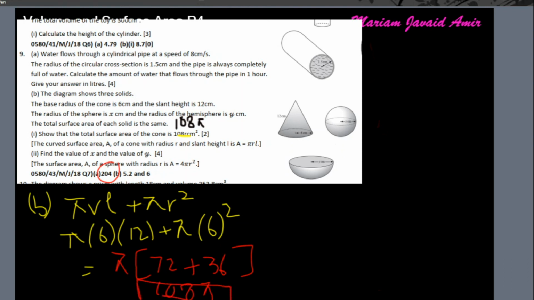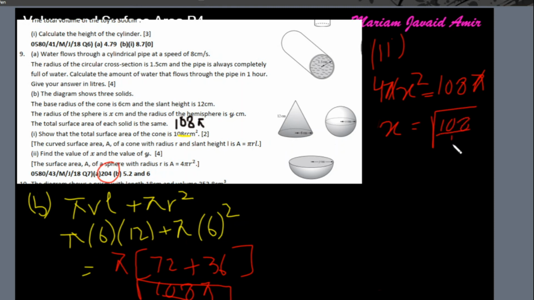Okay, next up is part 2. Find the value of x and the value of y. So we know the total surface area for all of the figures is the same. So for part 2, surface area of a sphere is 4 pi r square, which is equal to 108 pi. Cancel out the pi's to make x the subject, take 108 over 4 whole under root.